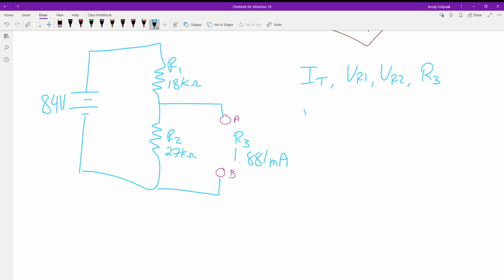So V Thevenin is simply what at this point? The voltage drop we would have across R2. So we have 27K and an 18K. They're in series. So we're going to use voltage divider. So we have 27K over 27K plus 18K. Multiply that by 84. What's our V Thevenin?